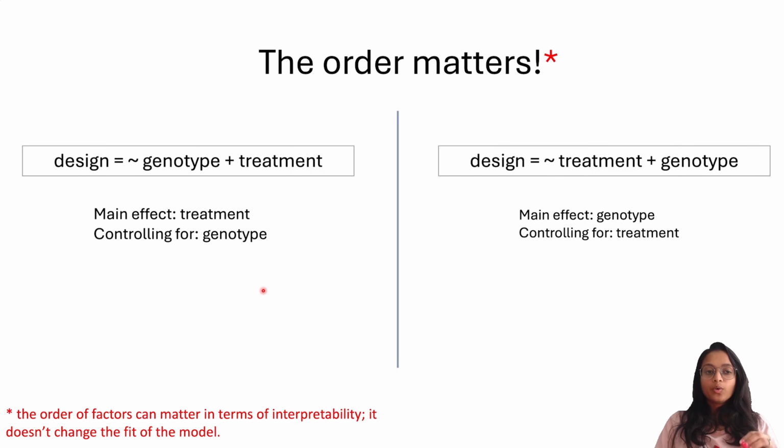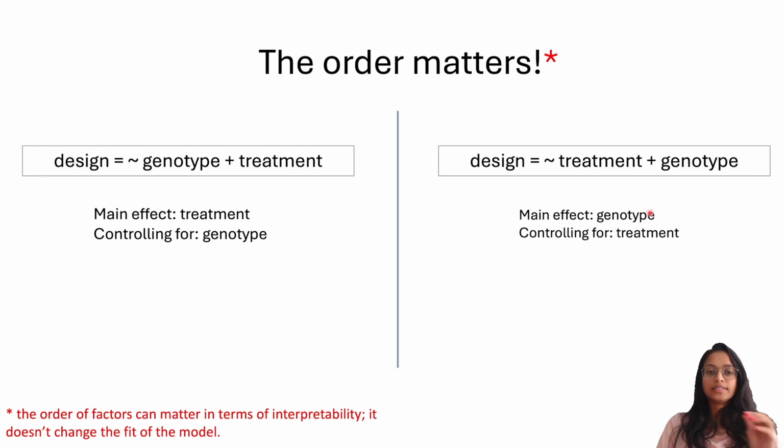Now it is important to note that there is a minor difference when we set up our design as genotype plus treatment versus treatment plus genotype. So when we set up our design as genotype plus treatment, the main effect here is treatment while controlling for genotype. What this means is that the model will adjust for the genotype first and then assess the treatment effect. So you will interpret the treatment effect as the difference in expression between treatment and control, having already accounted for any difference between mutant and wild type.